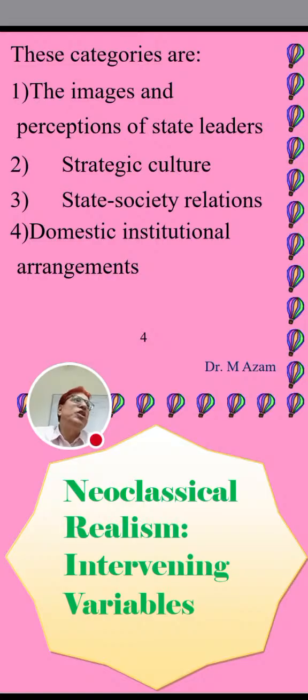Number two, strategic culture. What strategy does a certain nation have? And strategy has different aspects. There is an economic strategy, a cultural strategy, a military strategy, and then there is a total strategy. So there are various aspects of strategy. But military strategy is not the total strategy. It is only one aspect of strategy.